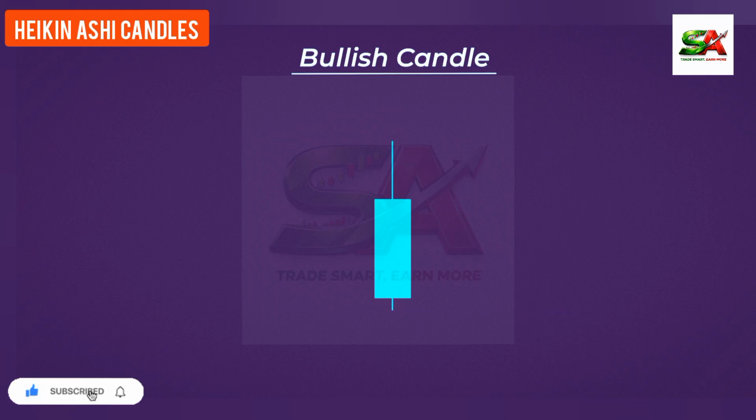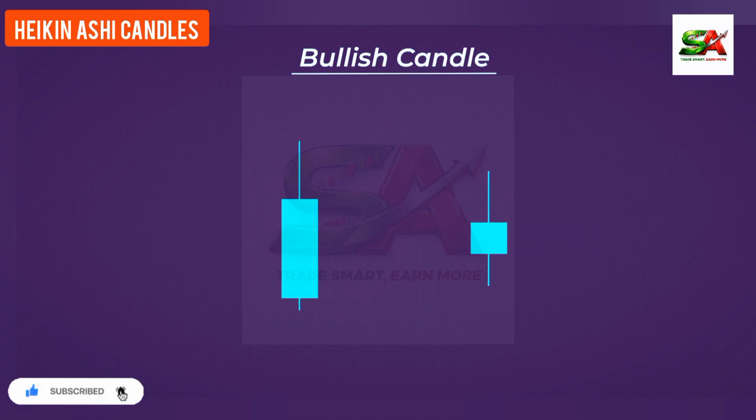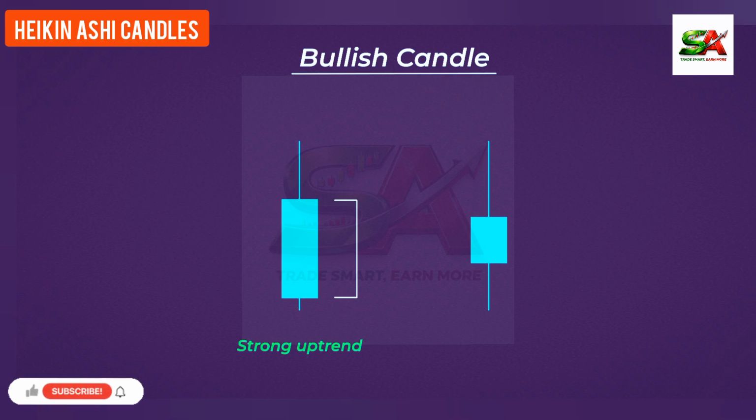This type of candle signals that price is in an uptrend. The size of the candle's body can also measure how strong the trend is. A green candle with a big body means it's a strong uptrend, while a green candle with a small body means it's a weak uptrend.